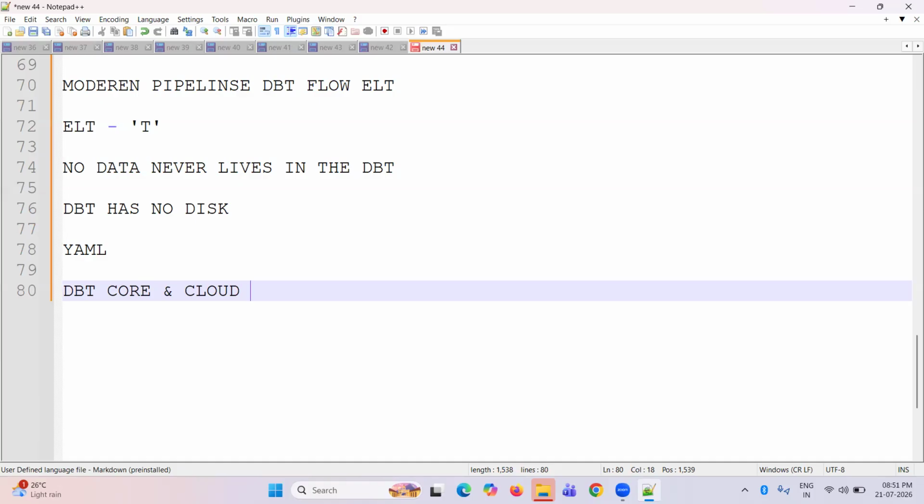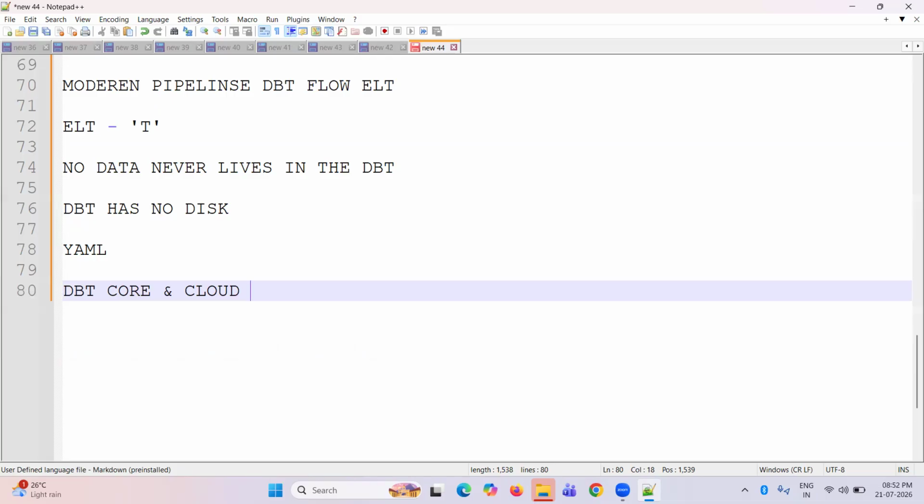So this is good for individual developers and smaller teams who are comfortable with the command line. If there are three or four people, or individual developers, then it's okay. But when you have a larger number of people, then we go with dbt Cloud.